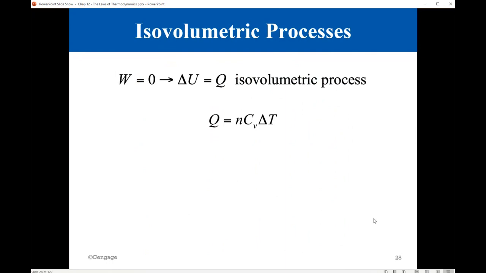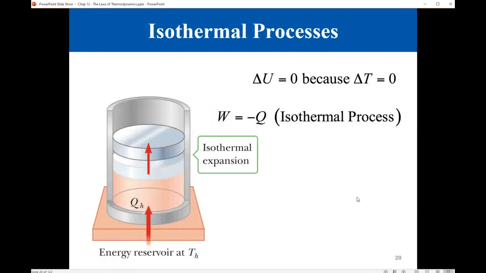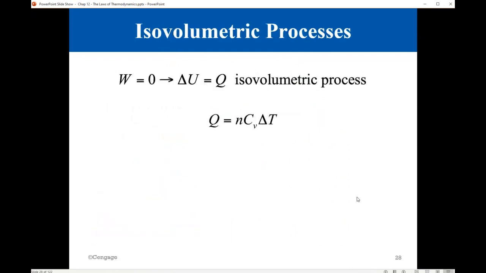We move on to the isovolumetric process, where the volume is kept constant. In this case, when the volume is constant, then delta U equals Q. The change in the internal energy is equal to the heat energy Q. And Q can be determined from nCv delta T. So here we are using the molar heat capacity at constant volume because these processes are concerned with constant volume.